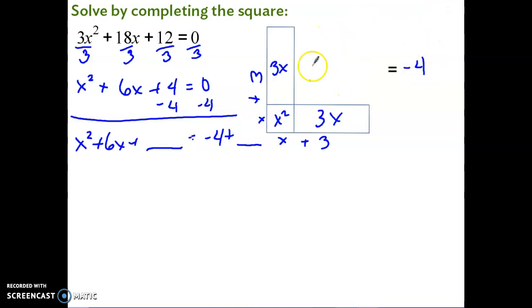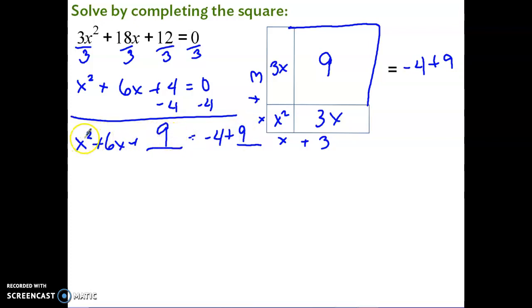Okay, so now let's complete the square. Let's fill in that missing piece. 3 times 3 is 9, and I'm going to have to add 9 on both sides. If I add a square on this side of area 9, I have to add a 9 on the right-hand side as well to keep it balanced. So I'm going to have plus 9 on both sides.